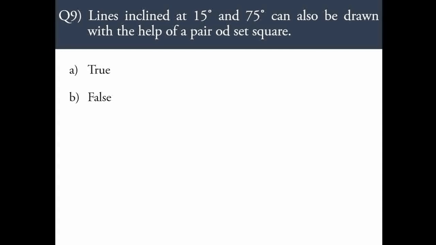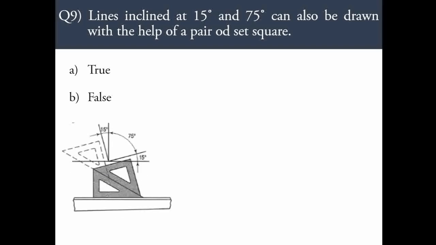So I hope both the set squares have fixed values of angles. One set square has 45 degree and 90 degree angles, and the second set square has 60, 30 and 90 degree. No one has the angle of 15 and 75. By observing that, you might say it is wrong, that we are not able to draw 15 degree and 75 degree angles. But actually the answer is true.